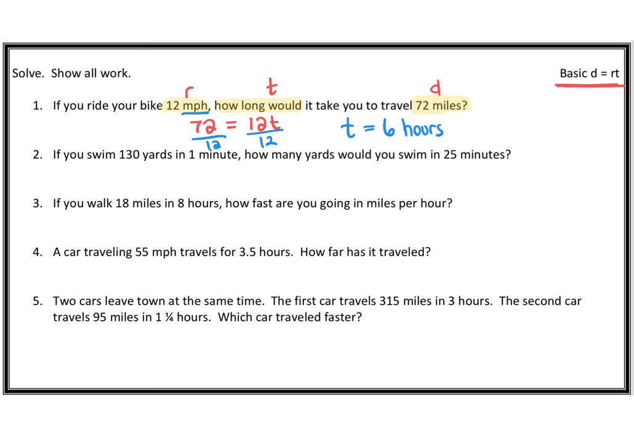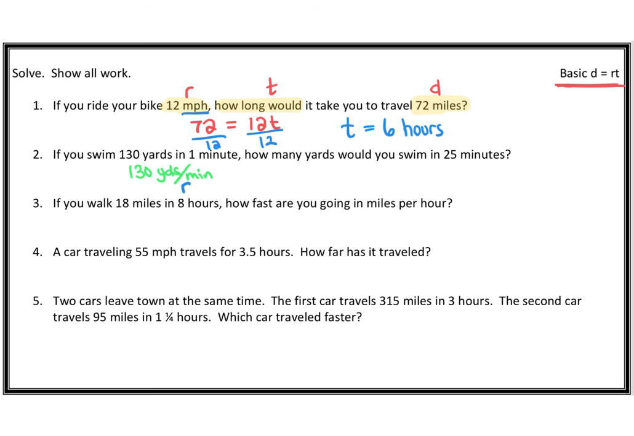So look at the next question. If you swim 130 yards in 1 minute, how many yards would you swim in 25 minutes? What did they give us? They said you swim 130 yards per minute. What is that? Distance, rate, or time? It's distance compared to time, so it's rate. They actually gave us the rate here, 130 yards per minute.